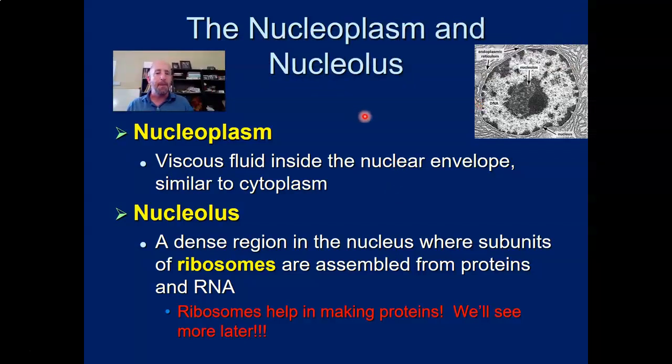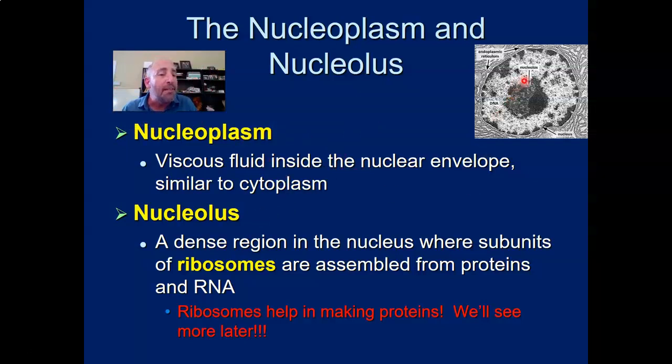There we go. So we talked about the nuclear envelope. We move to the other parts of the nucleus. The nucleoplasm, which is basically cytoplasm inside the nucleus. It's the fluid inside the nuclear envelope, very similar to cytoplasm. It's called nucleoplasm. That's all we're going to worry about for that.